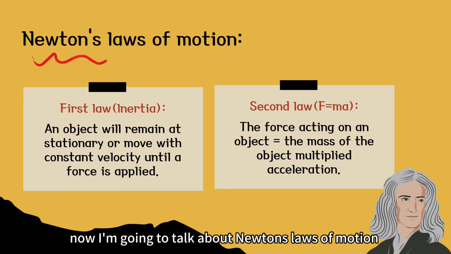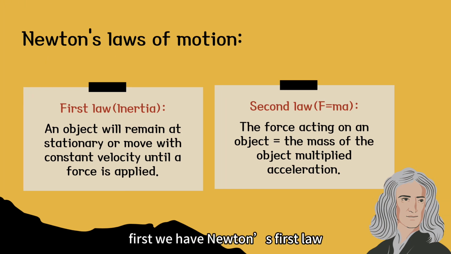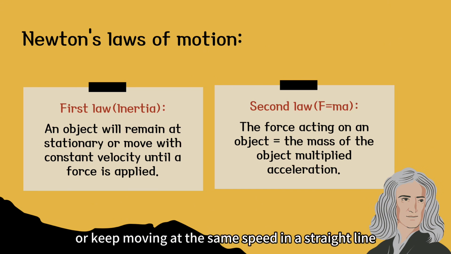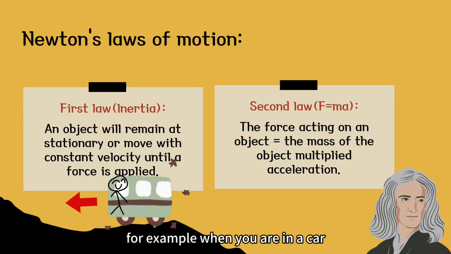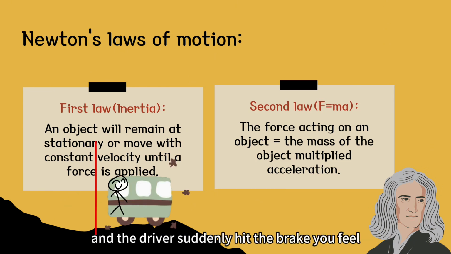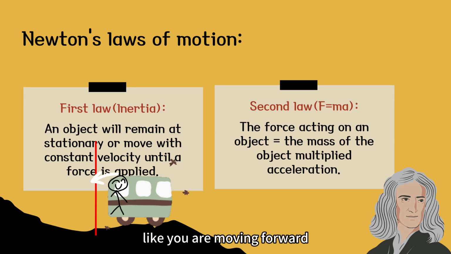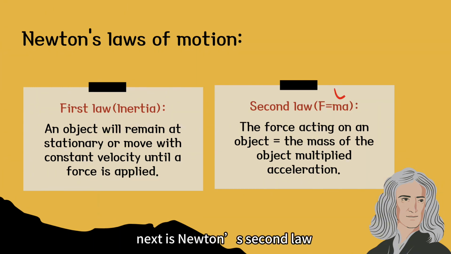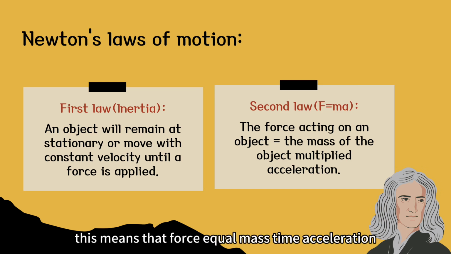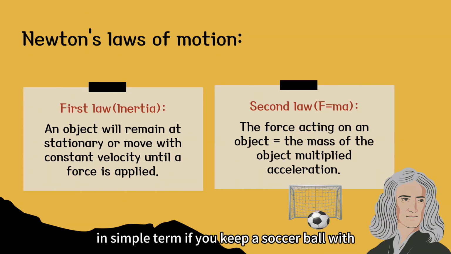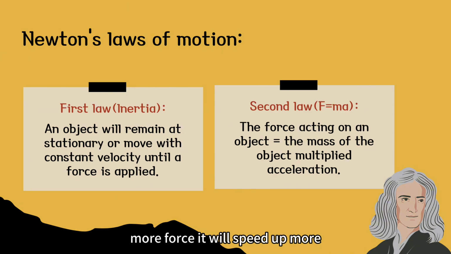Now, I'm going to talk about Newton's laws of motion. First, we have Newton's first law, also called the law of inertia. It means that if no force is applied, an object will stay at rest or keep moving at the same speed in a straight line. For example, when you are in a car and the driver suddenly hits the brake, you feel like you are moving forward. That's inertia. Next is Newton's second law, which is written as F equals ma. This means that force equals mass times acceleration. In simple terms, if you kick a soccer ball with more force, it will speed up more.